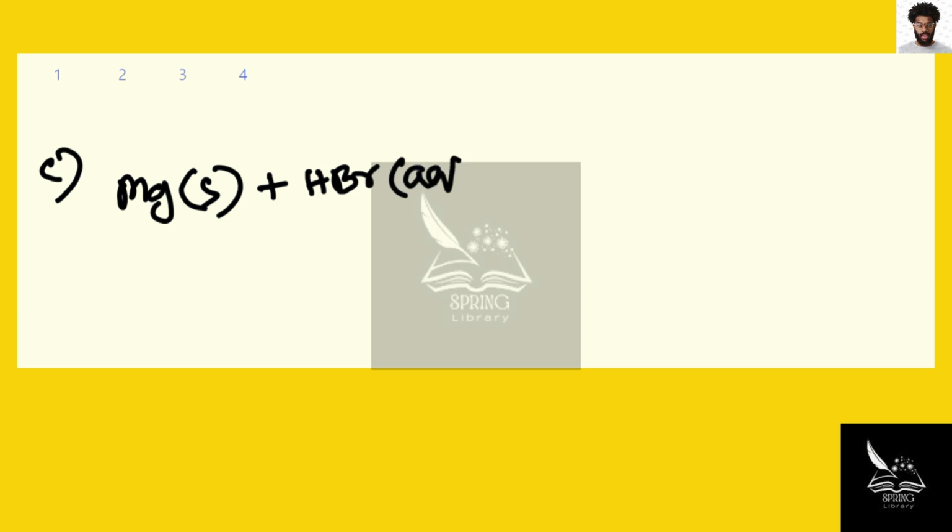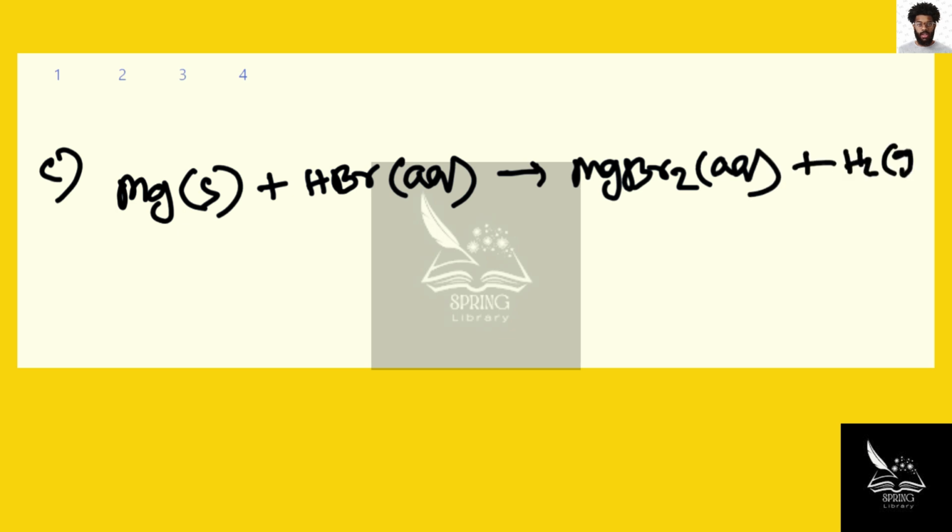Here we have hydrobromic acid reacting with magnesium. So magnesium solid will react with HBr, which is aqueous, being soluble in water. And then in the product we will have magnesium bromide, aqueous, plus hydrogen gas. Now we have to balance the equation. We have one magnesium on both sides.